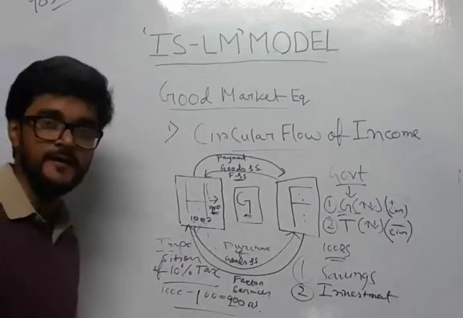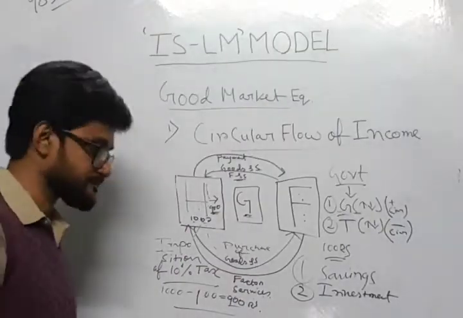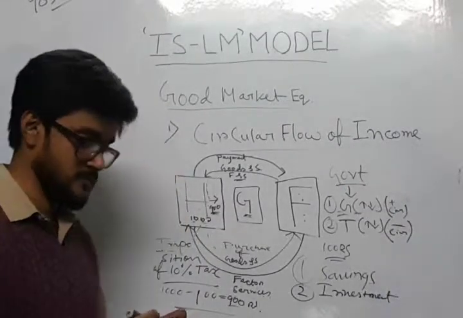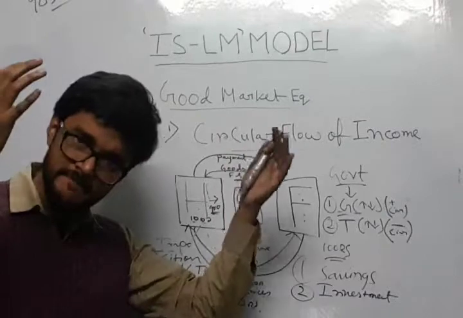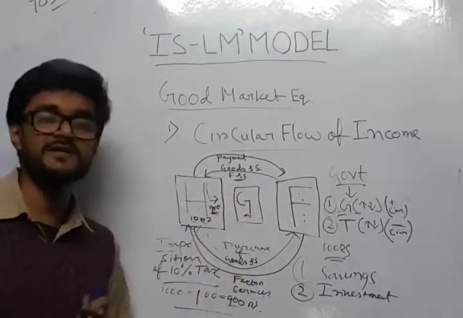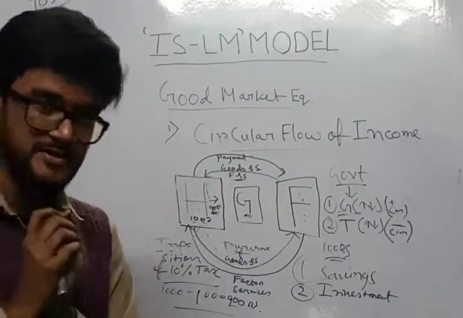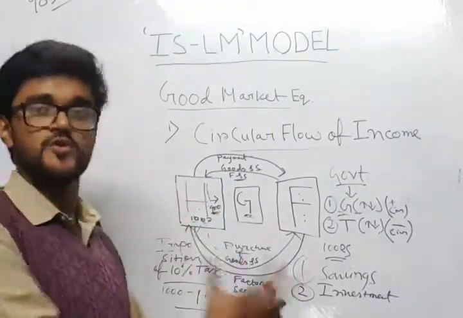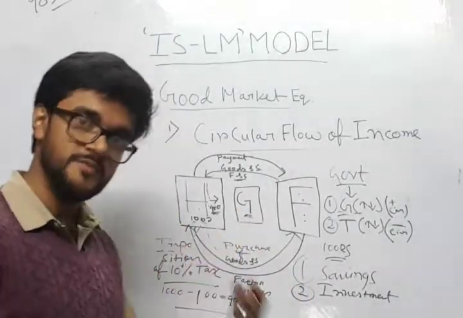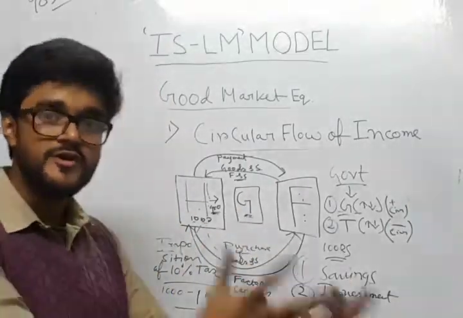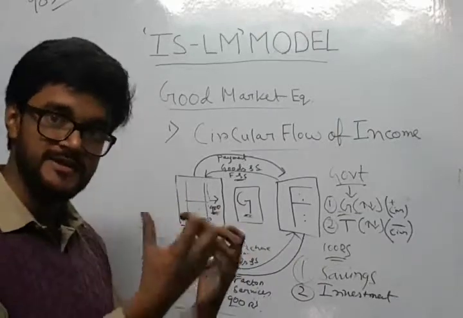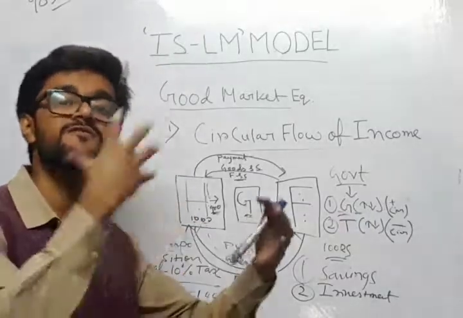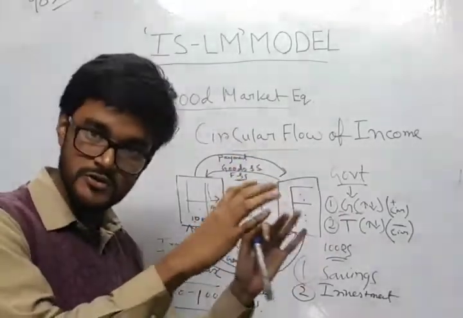Let's say the central bank has produced 1000 rupees, and the 1000 rupees is given to the producers of the economy. Now the producers have that capital. What will they do? They will produce goods and services worth that 1000 rupees.